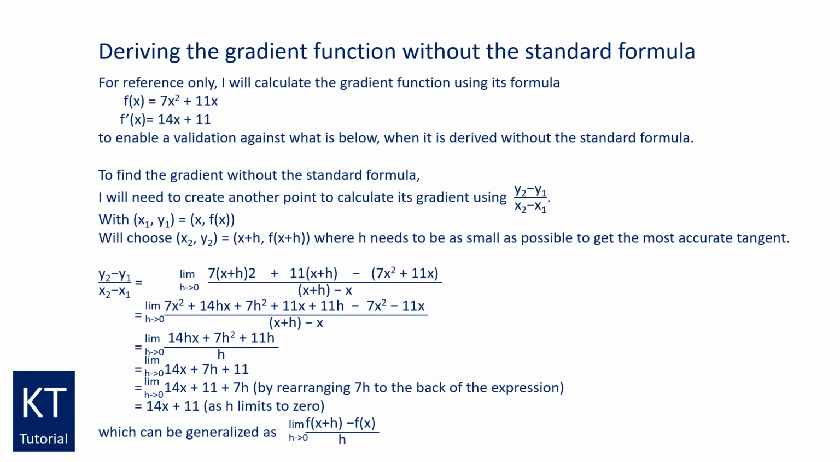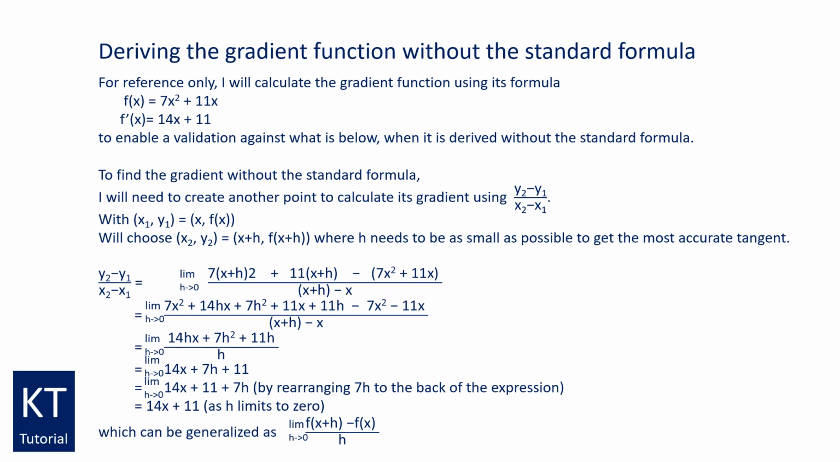With x1, y1 being x and the function of x, I will next make x2, y2 as x plus h and the function of x plus h, and knowing h needs to be as small as possible to get the most accurate tangent. By substituting x1, y1, x2, y2 with all the chosen values and simplifying the equation, we should be able to get, as h limits to 0, 14x plus 11 plus 7h. And when h limits to 0, it becomes 14x plus 11.